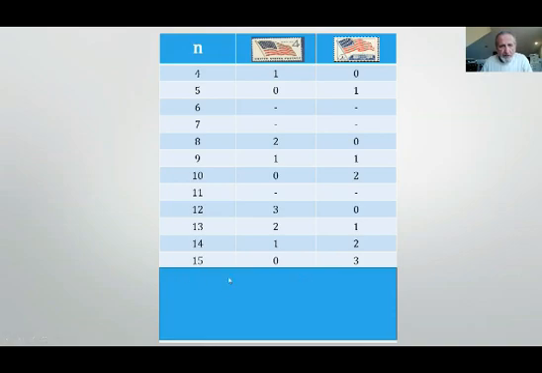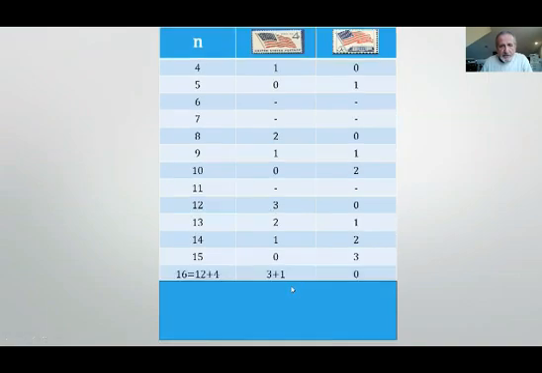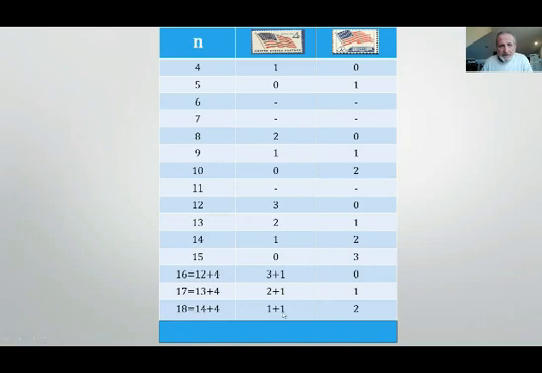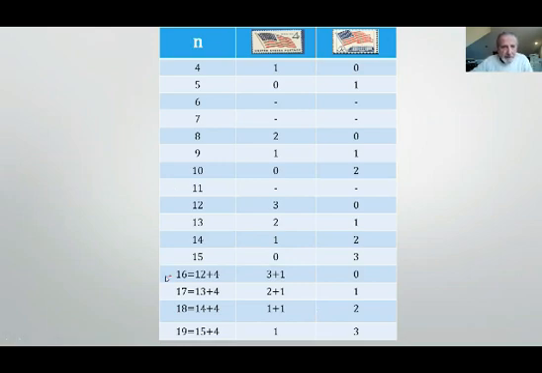Now, for 16, I really don't need to think too much about it because I know I can solve it for 12. Then all I have to do is take this and add 1 more 4-cent stamp to get 16. 17, that's 13 plus 4. 18, that is 14 plus 4. And 19, that is 15 plus 4. So you see what's happening here is this here is the solution.